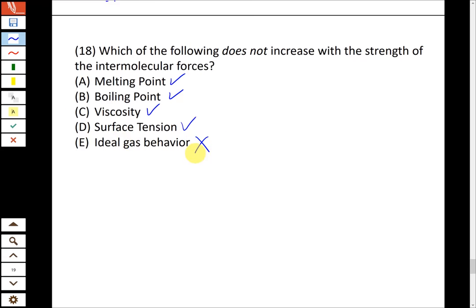If you make the intermolecular forces stronger, it's going to behave less and less like an ideal gas, because with ideal gases, you assume that there's no intermolecular forces. That's the sort of ideal case. All right, so any questions on that one?